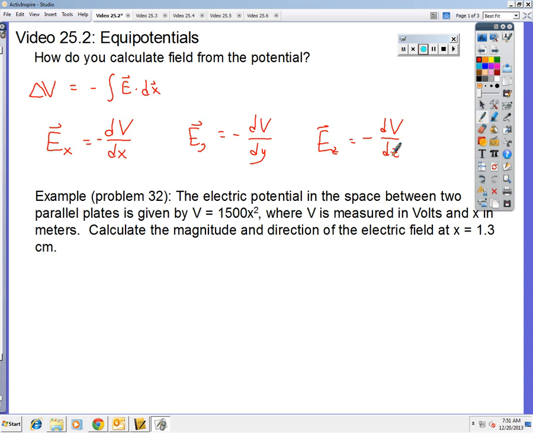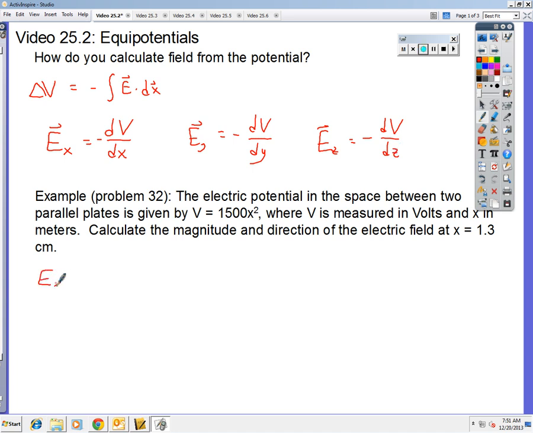An example here, this is problem 32 in your textbook. The electric potential in a region of space is given by V equals 1500x squared, where V is measured in volts and x is in meters. We need the magnitude and the direction of the electric field at 1.3 centimeters.